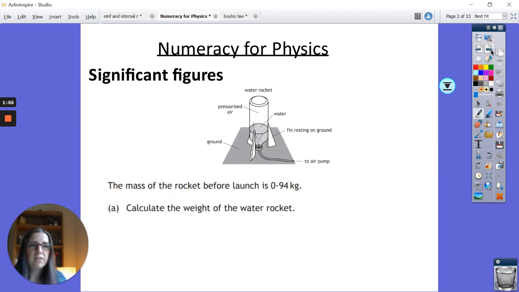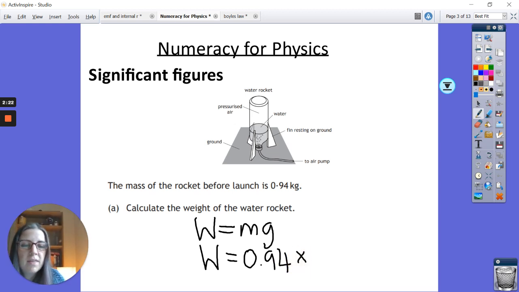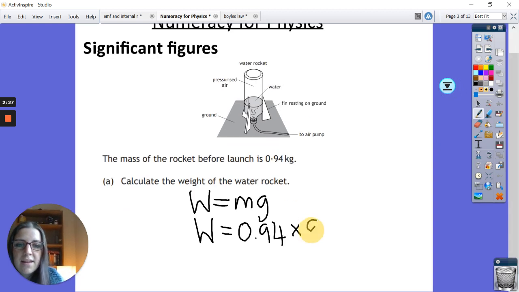So here's an example of a physics question. We're told the mass of a rocket and we want to know its weight. So if you've not come across this formula yet, don't worry, but you will learn about a formula. It says weight is mass times gravitational field strength. So if I stick in the value for mass, there's 0.94 kilograms. There's no value for g given, but that's actually in your data book. And g is 9.8.